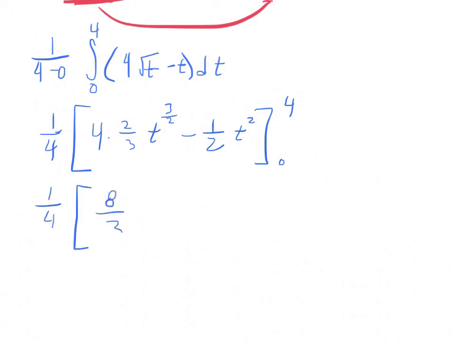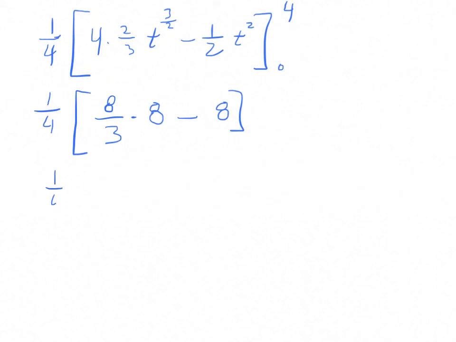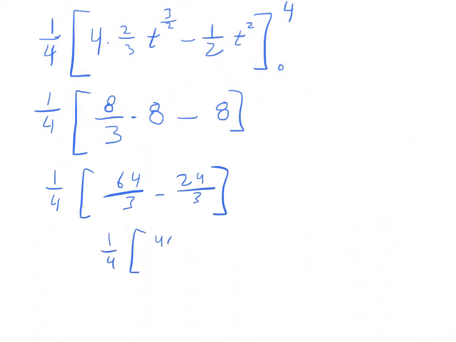This is 8/3. 4 being plugged in here means I'm doing 4 to the 3/2 power. The half on the bottom takes the square root of the 4, makes it 2, and then 2 cubed is 8. So times 8. If that didn't make sense, then pause, work it out on the side, and make sure you're okay with that. Minus 1/2 times 16, which is minus 8. So then moving along, this is 1/4 times 64/3 minus 24/3. 1/4 of 40/3, which is 10/3. And that's our answer to the problem.